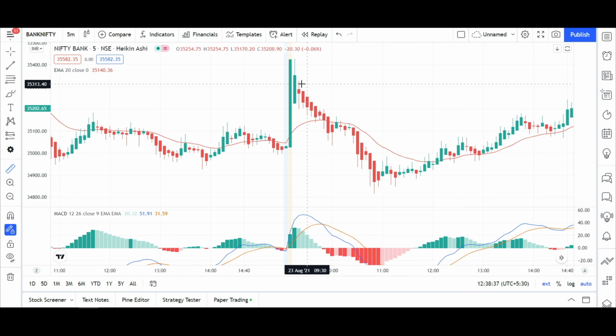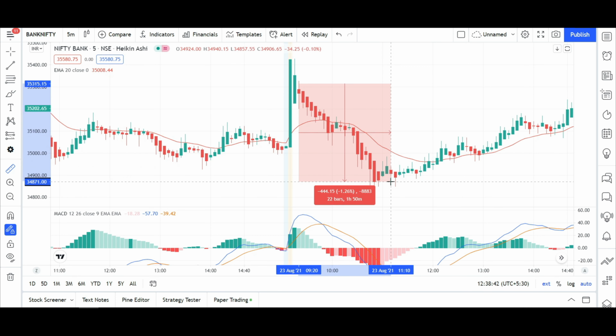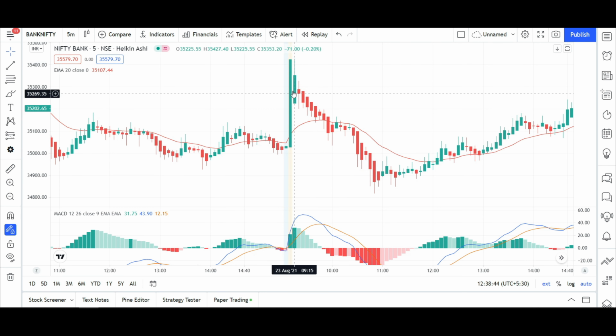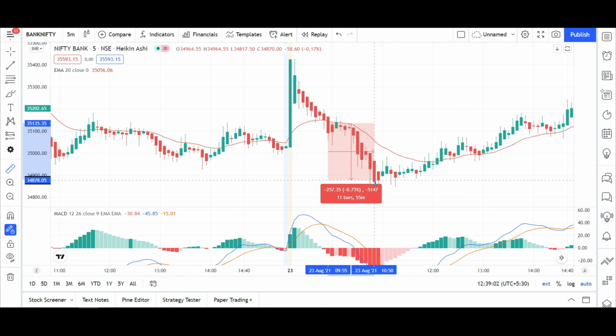You can never catch the entire trend. That is impossible. You will end up losing a lot of money if you try to capture the entire bearish trend from here. So we have to wait for it to break the 20 EMA, and we have to wait for the MACD to indicate a sell signal, which it indicated at a perfect point right here. We can still short and make quite a bit of profit, around 250 to 260 points.